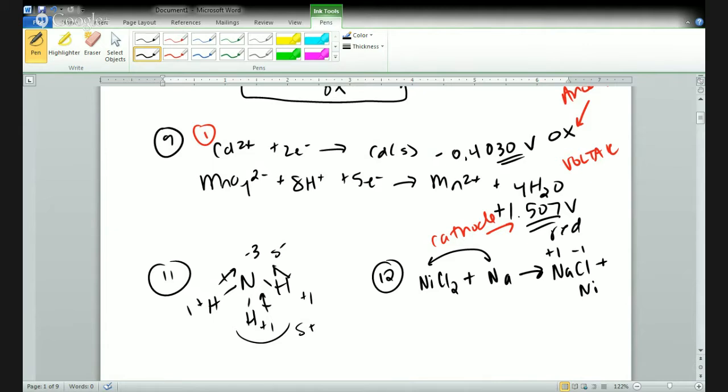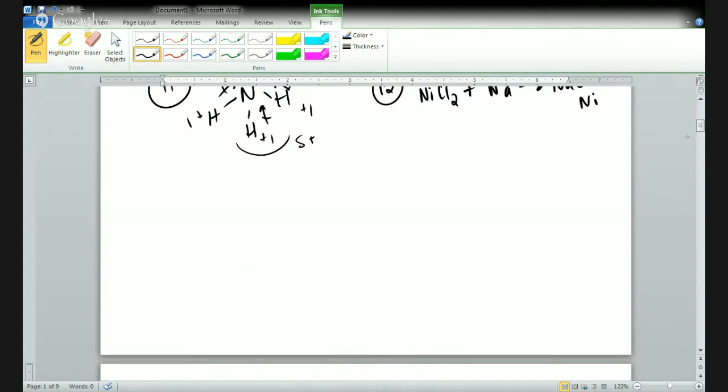All right, number 14. On to my next page. Oh, I could probably fit 14 in here.